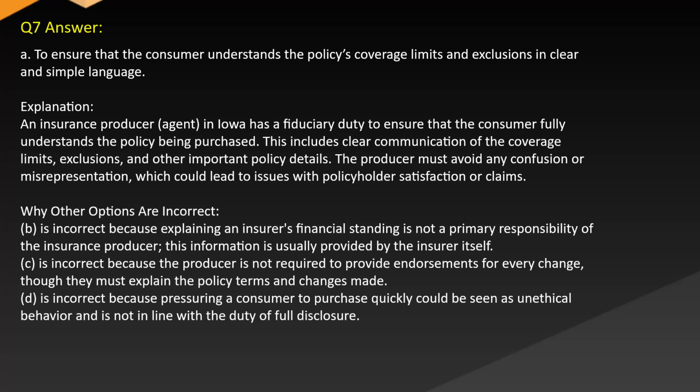B is incorrect because explaining an insurer's financial standing is not the primary responsibility of the insurance producer. This information is usually provided by the insurer itself. C is incorrect because the producer is not required to provide endorsements for every change, though they must explain the policy terms and changes made. D is incorrect because pressuring a consumer to purchase quickly could be seen as unethical behavior and is not in line with the duty of full disclosure.